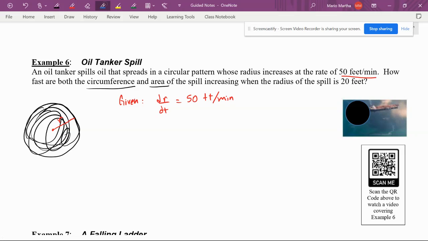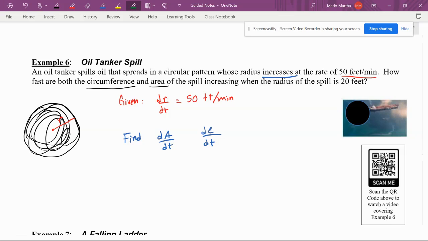And then what we're trying to find, which in this case, right, we need to find how fast, right, the thing that makes it a related rate problem, like I said, the word increases, right? So that means it involves something, and in this case, it involves two things. It involves circumference and area of a circle. So here we need to find both how fast the area is changing, dA/dt, and how fast the circumference is changing, dC/dt. All right.